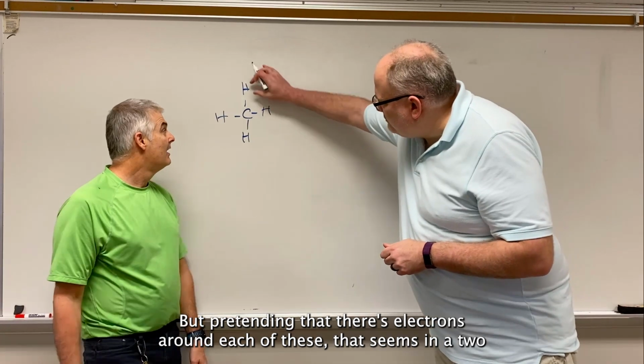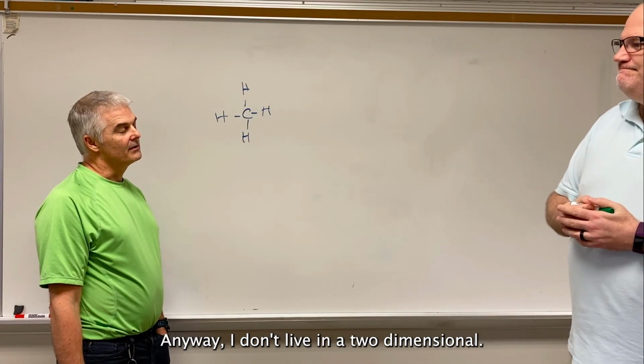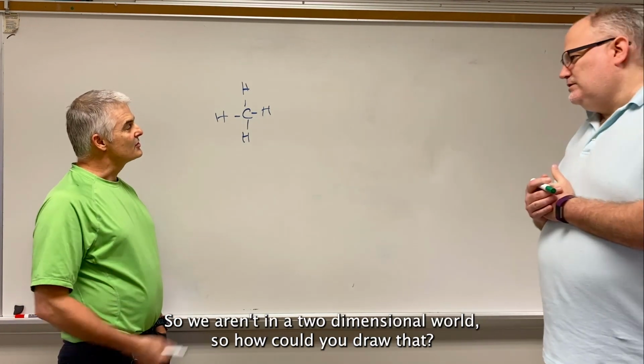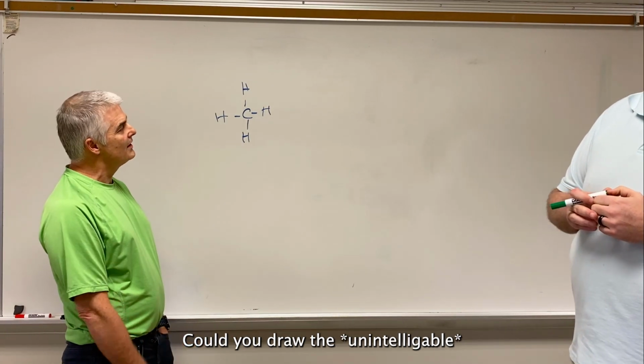Pretending that there's electrons around each of these, in a two-dimensional world, you would be given a gold star. Wait. I don't live in a two-dimensional world. Yeah, that's the kicker, right? So we aren't in a two-dimensional world. So how could you draw that? What would it look like in a three-dimensional world? Could you draw what that would look like?